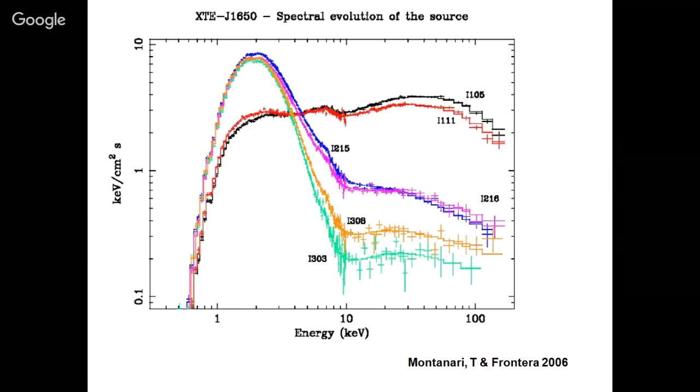Really interesting story, because we predicted the evolution of a black hole from first principles. Then when I came to Ferrara, I worked with Montanari, who didn't have any idea about this source and what kind of spectra he could obtain for this 1650. And then he analyzed the data, and he found this evolution. Impressive evolution.